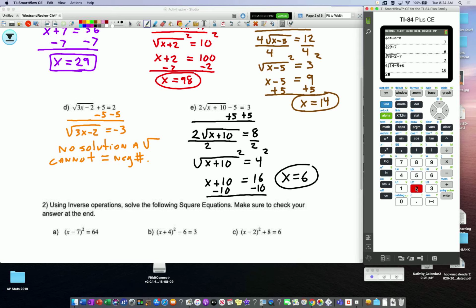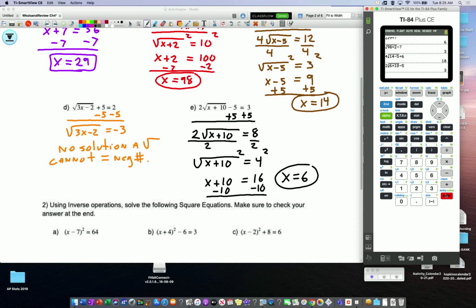Make sure it works. 2 square root 6 plus 10. Move the arrow outside, then subtract 5. Helps if it actually takes the symbol here. And sure enough, we got 3. So, as you saw here in the first problems, we actually got 0 or 1 solution.